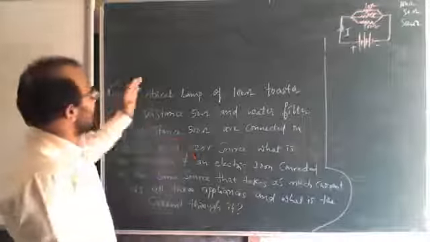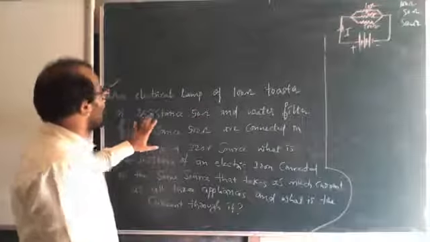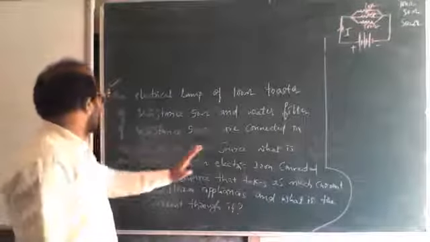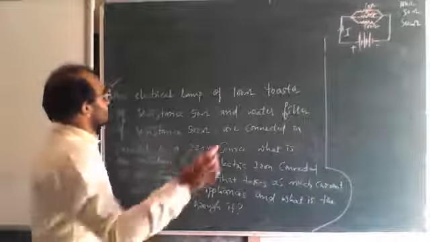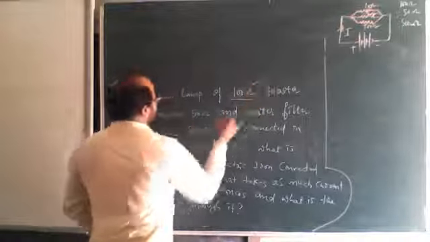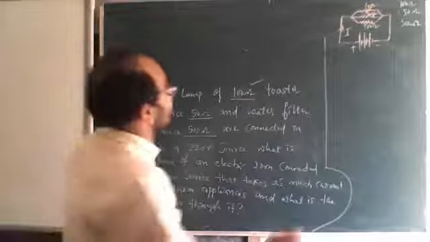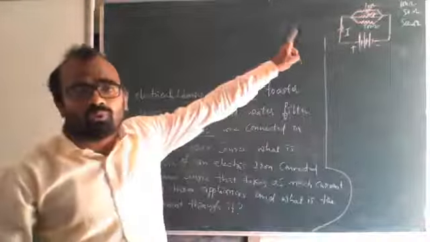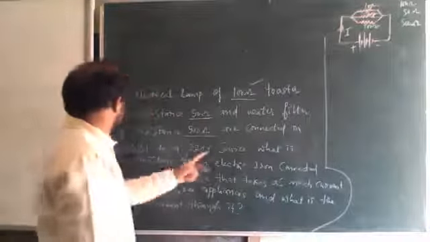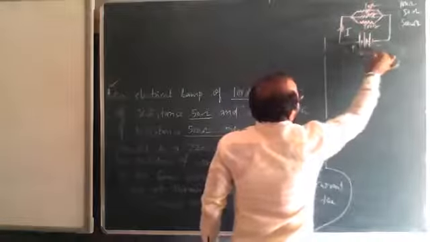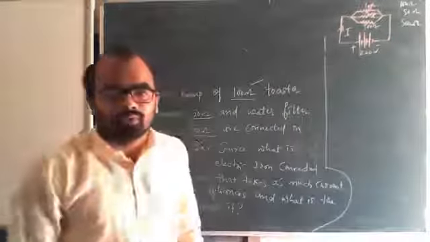See, an electric lamp of 100 ohm, toaster of resistance 50 ohm and water filter of resistance 500 ohm are connected in parallel to a 220 volt source. See, there are three things: 100 ohm, 50 ohm and 500 ohm. So these are connected in parallel like that. 100 ohm, 50 ohm, 500 ohm are connected in parallel to a 220 volt source. This is a battery of 220 volt source.